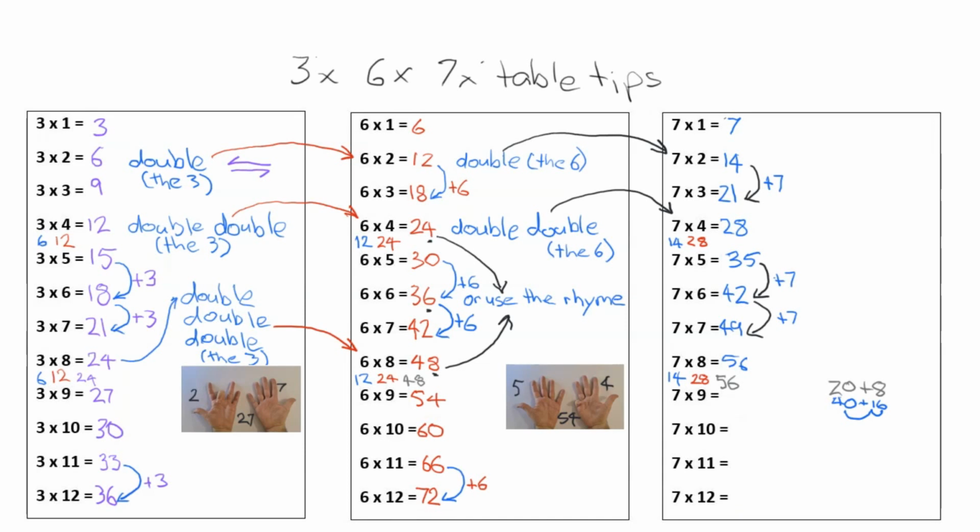Okay, so 7 times 9. Again, watch the video that shows this trick in detail, but on the left of this finger, I have 6 fingers, and to the right of this finger, I have 3, which gives me 63. So 7 times 9 is 63.